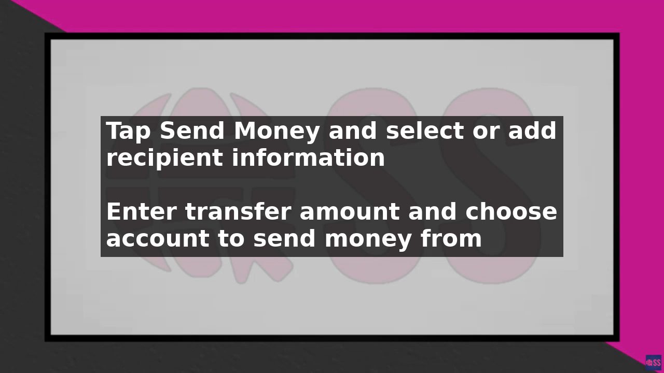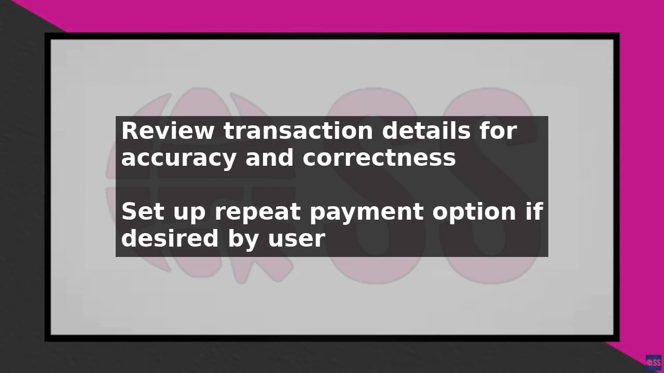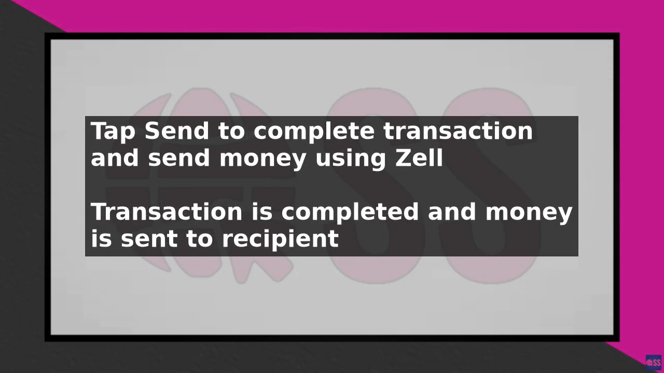You will then be taken to a new screen where you will need to tap Send Money. If the recipient is already set up, you can select them. Otherwise, you can add a new recipient by scanning a QR code or manually entering their information. After selecting or adding the recipient, enter the amount you wish to transfer and choose which account to send the money from. You also have the option to set up a repeat payment.